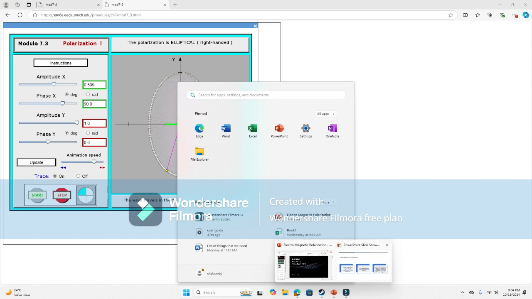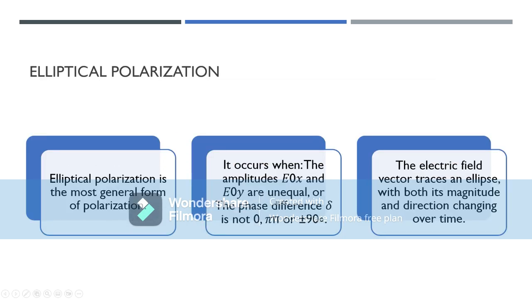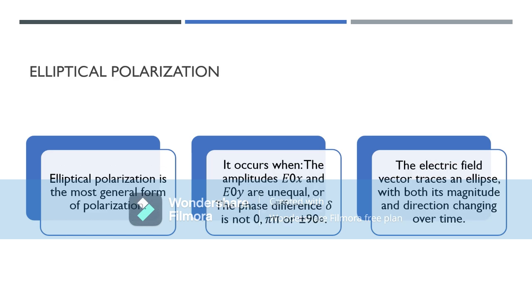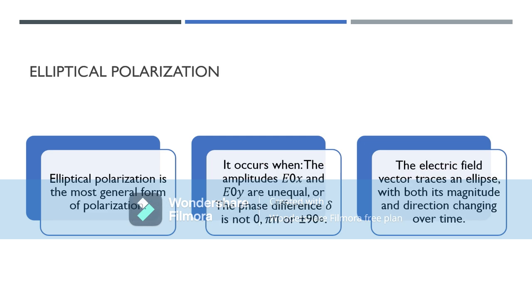Let's get back to the slides. So elliptical polarization, we're going to have an elliptic shape, and we have another condition. As we talked about the linear polarization and circular polarization, if none of the conditions for the linear or circular happens, then we automatically have an elliptical polarization.